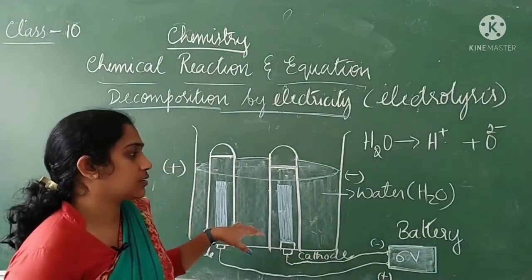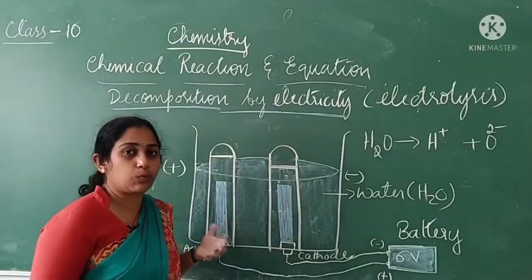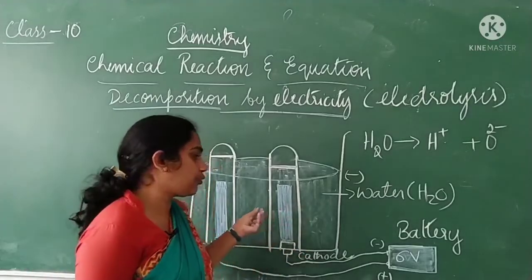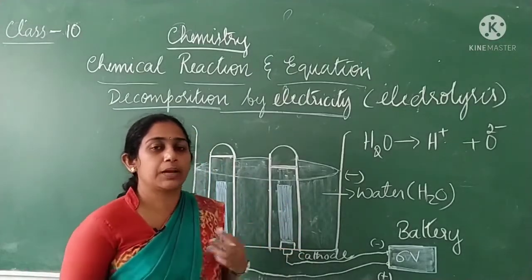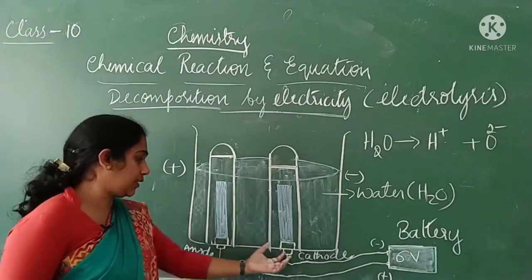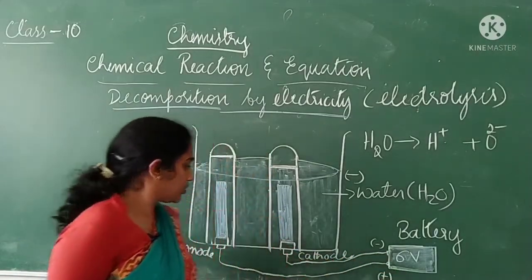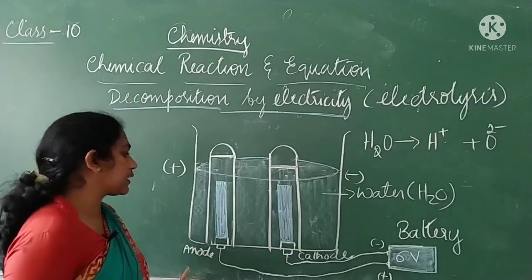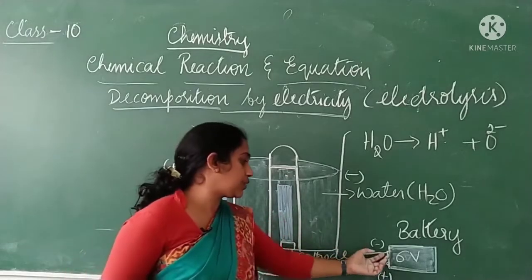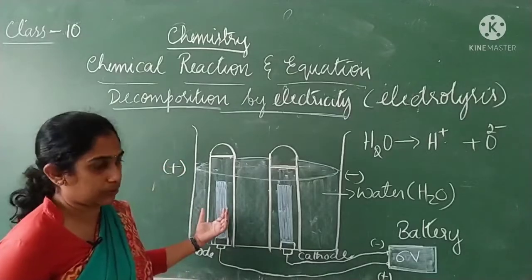Since electrolysis means we have to pass electricity through this, we can make water more conductive by adding a few drops of acid. You have learned this, right? We can add a few drops of sulfuric acid to the water so that it becomes more conductive towards electricity. This beaker will have two electrodes fitted. Both electrodes are connected to the positive and negative terminals of a battery. This electrode is connected to the positive terminal and becomes the anode, and this electrode is connected to the negative terminal and becomes the cathode.